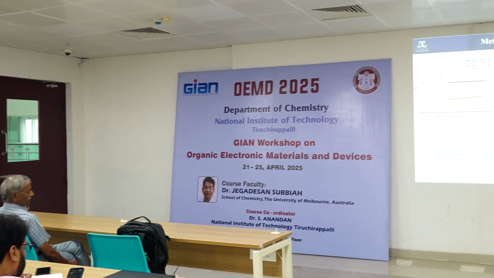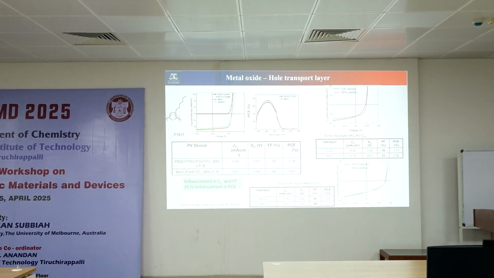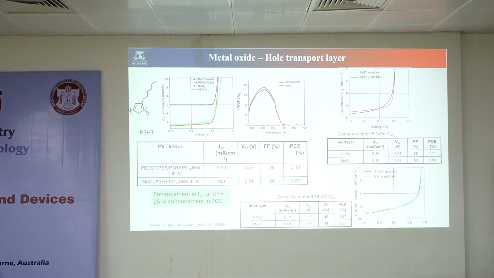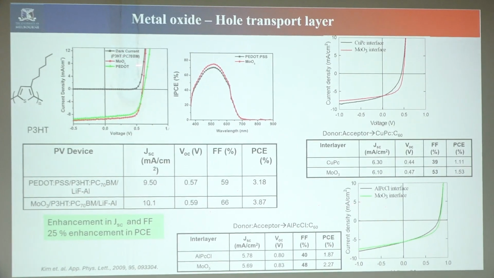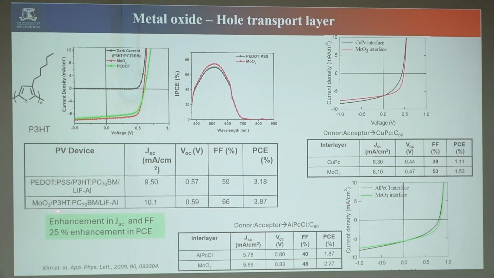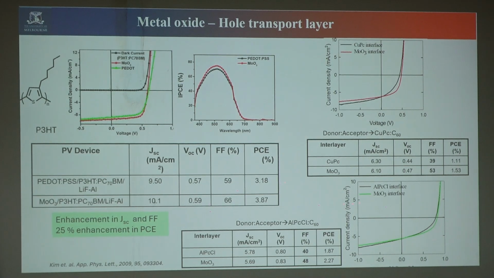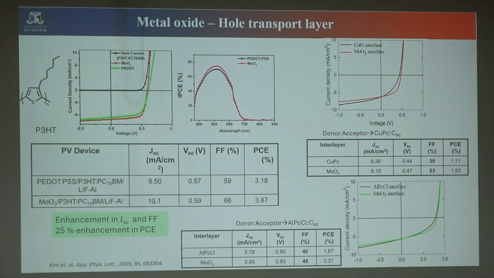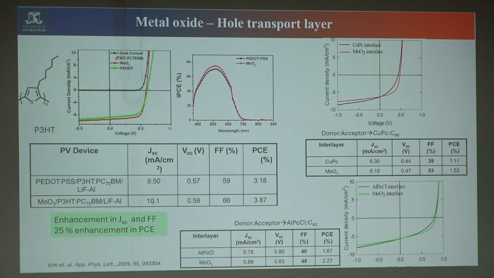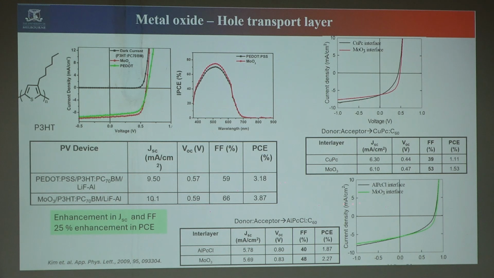Next, I'm going to show a few more examples of choosing the interlayer for the best efficiency. PEDOT is one interlayer, and molybdenum oxide is another. If you compare PEDOT and molybdenum oxide, molybdenum oxide gives at least a good fill factor. As I said, the quality of the device is determined by the fill factor, because the fill factor says how square the J-V curve is. If you get a very good square, then your device is highly optimized and very good. It can be stable for a long time. If the fill factor is high and the squareness is very high, then the efficiency will also be very high.